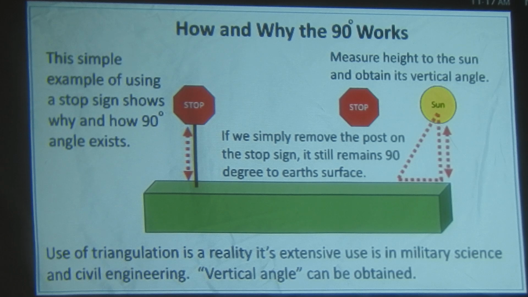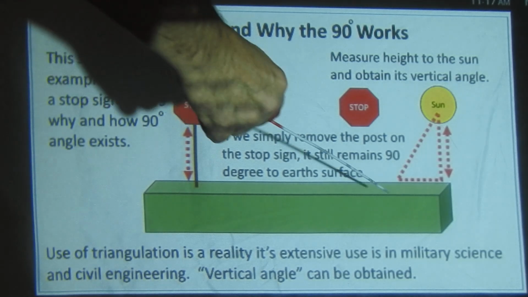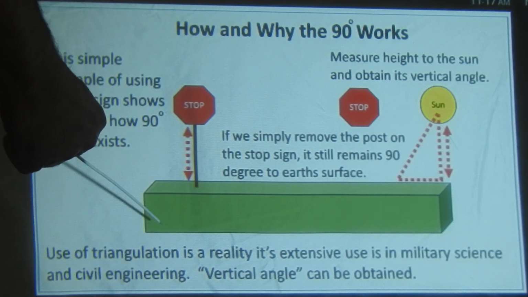Same thing. It's 90 degrees directly above you. And we can do the same thing for the sun, because the sun is at 90 degrees at the equinox and during the summer sun season. So we can get a clean angle, or a triangle survey, shown here on the right. Triangulation has extensive use in military science and civil engineering.